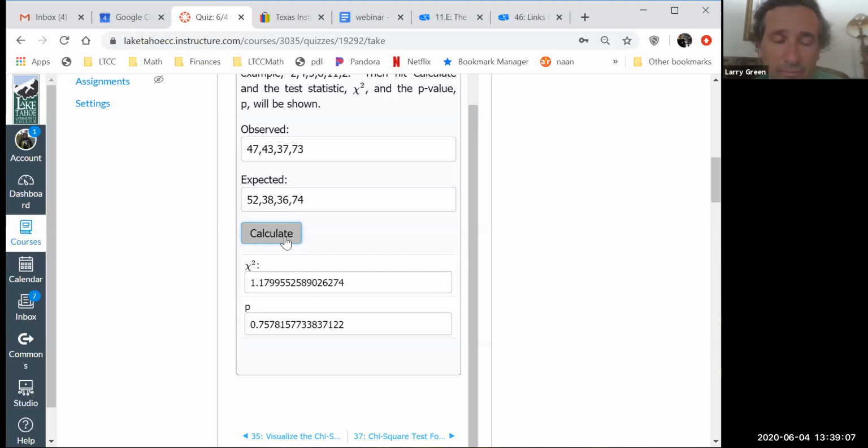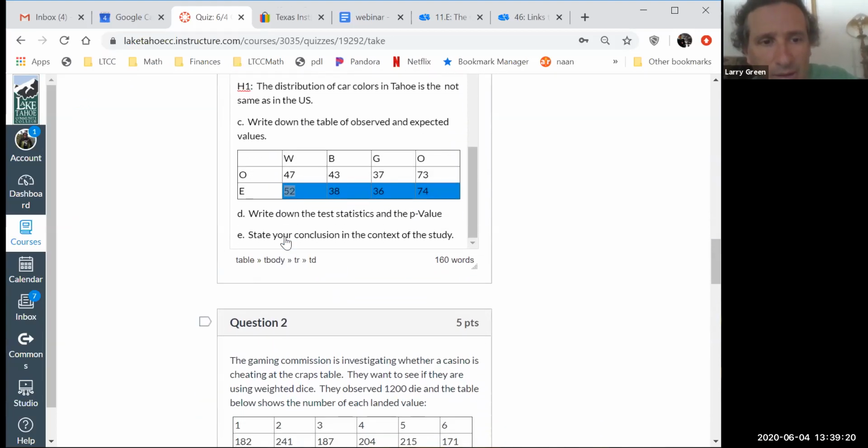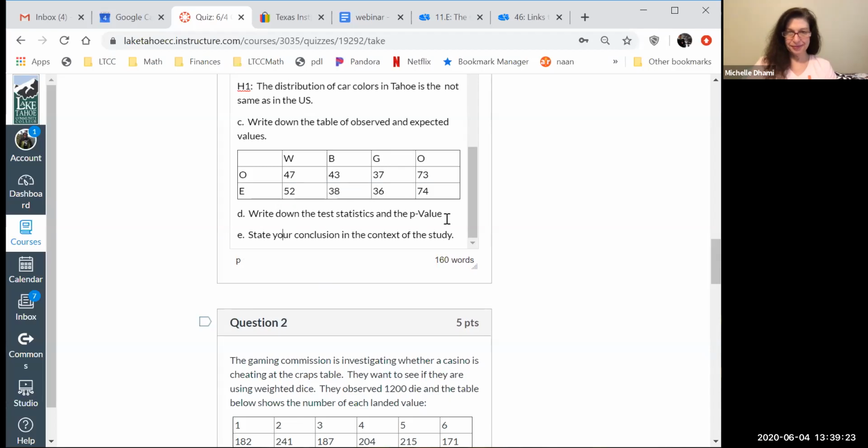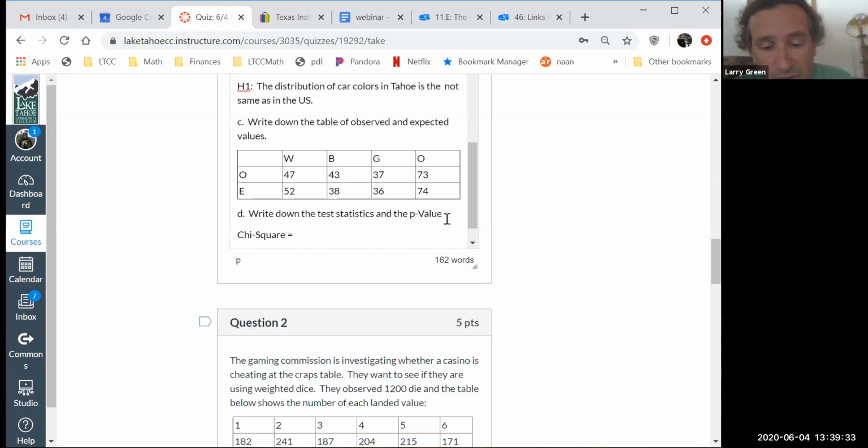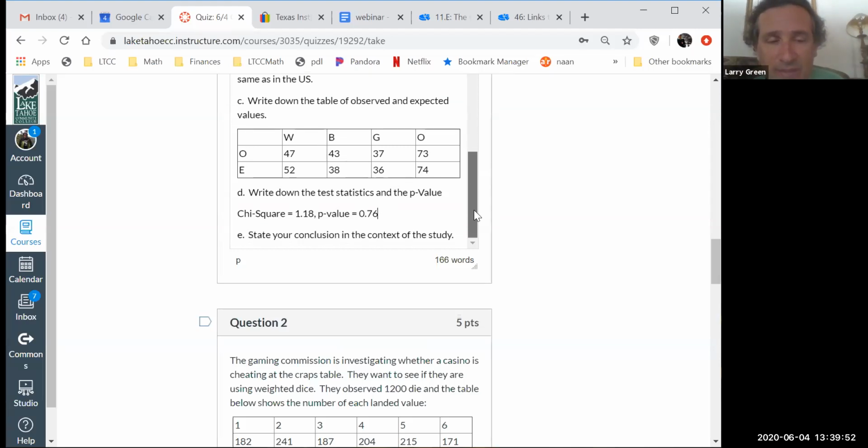Okay, then hit calculate. There's our test statistic, and there's our p-value. The test statistic is 1.18, and the p-value is 0.76. So chi-squared is equal to 1.18, and the p-value was equal to 0.76, if I remember right. Any questions at all on finding the test statistic and the p-value?